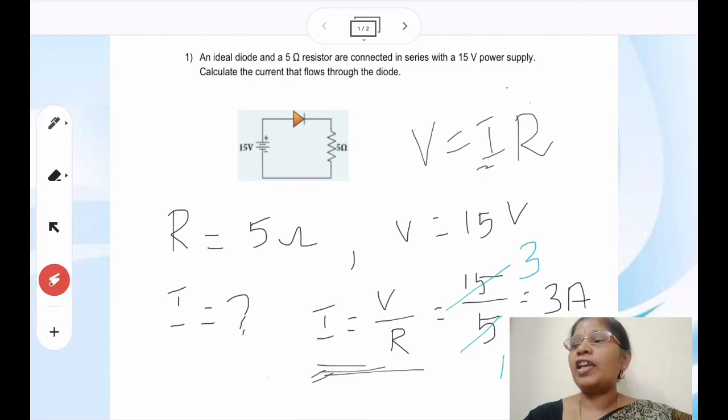Substitute the value of V and R in this equation. What is the value of V? V is equal to 15 volt. So 15 divided by R, which is 5. 5 one time is 5, so for 15 it is 3 times. The value of current is equal to 3 ampere.